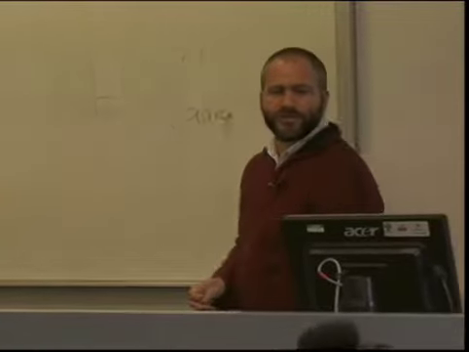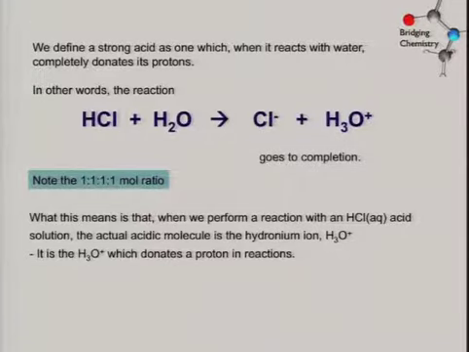Right. So what this means is that when we perform a reaction with an HCl aqueous acid solution, if you've got a bottle in the lab that says HCl aqueous, what that means is that there's actually no HCl molecules in that bottle at all, because all the HCl molecules have reacted with water molecules, donated their protons to the water molecules to give Cl- and H3O+. So the actual molecule that can then donate its proton to something else and behave like an acid is the H3O+, the hydronium ion. Right?